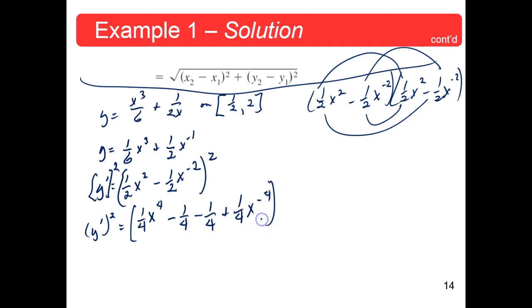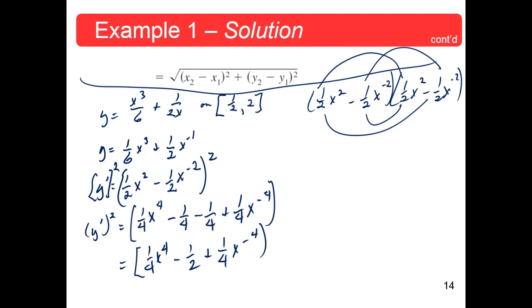Perfect. Okay, and then when you combine like terms, what do you get? 1/4 x to the 4th minus 1/2 plus 1/4 x to the minus 4. Perfect. Okay, I'll put brackets on one side, squares on the other. Or, a little bit of a shorthand: square the first, twice the product of the two. The product of the two is just minus 1/4, twice that is minus 1/2, and then the next one squared. Okay.